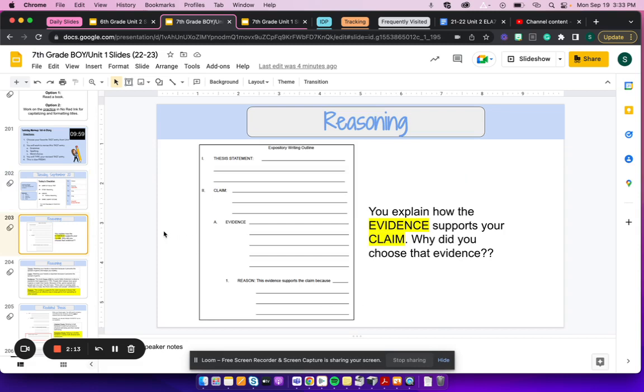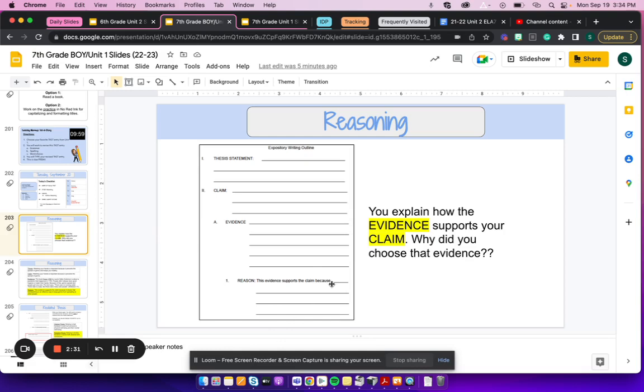All right, so reasoning. Reasoning is where we explain how the evidence supports the claim. You are explaining why you chose that evidence. Why does that support your claim? How does it benefit your essay? We write reasoning down underneath the evidence.